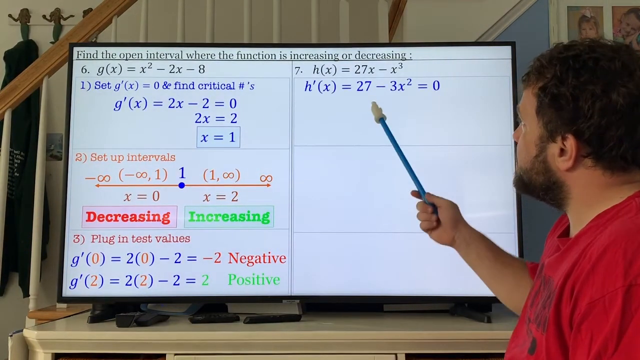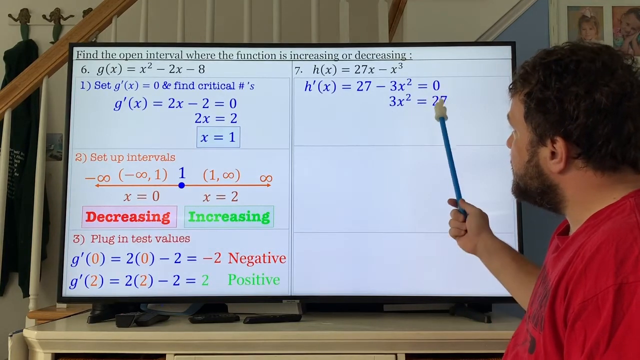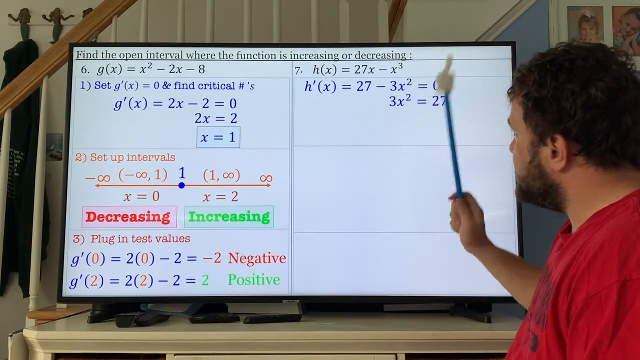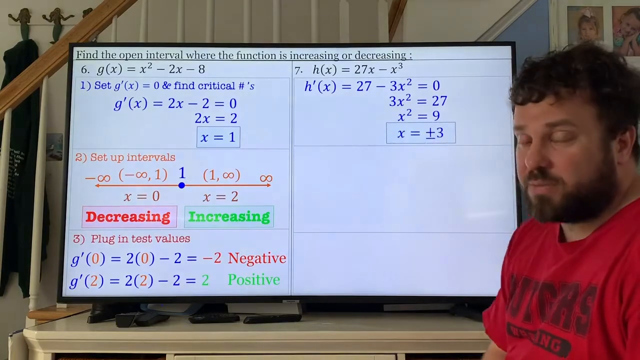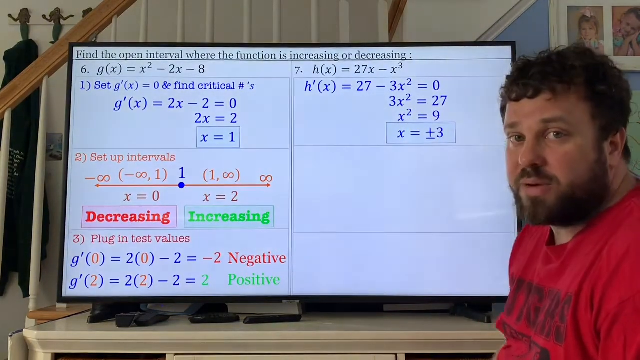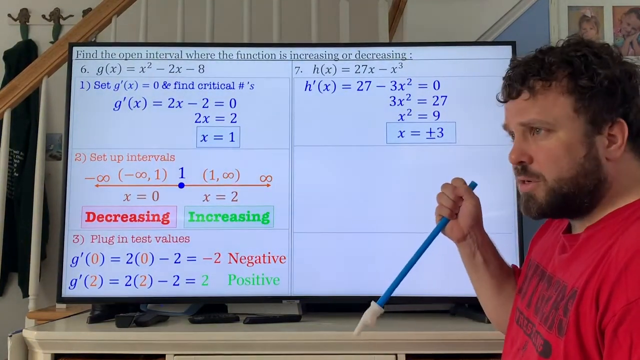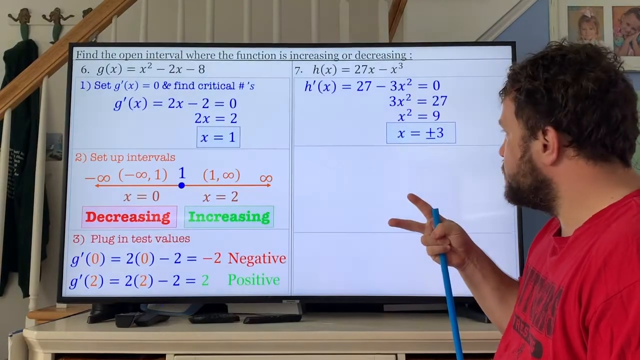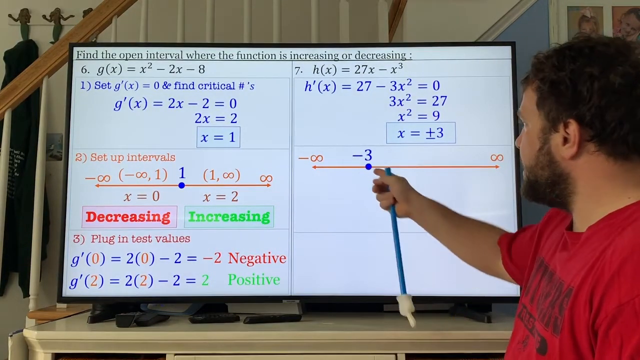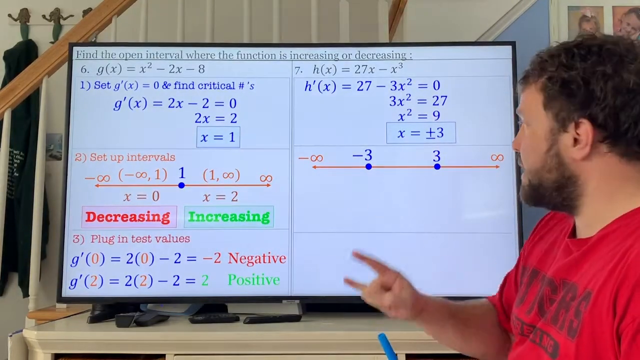Alright, 27 minus 3x squared equals 0. Subtract 27 or add 3x squared to both sides. Divide by 3 and you get x equals plus or minus 3. You have to remember when you do a square root, it's going to be plus or minus that answer. Alright, how many critical numbers? 2. Here's your graph. You got a negative 3 and you have a positive 3. So since there's 2 critical numbers, how many intervals are there?